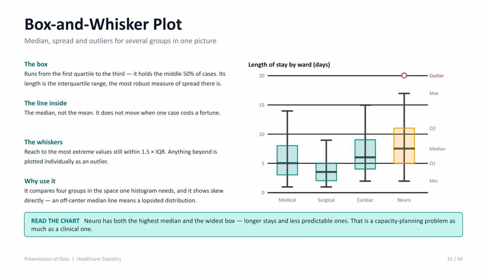The box captures the middle 50% of cases, while the line inside marks the median, which remains stable even with extreme outliers. The whiskers extend to the remaining values, with outliers plotted as individual points.